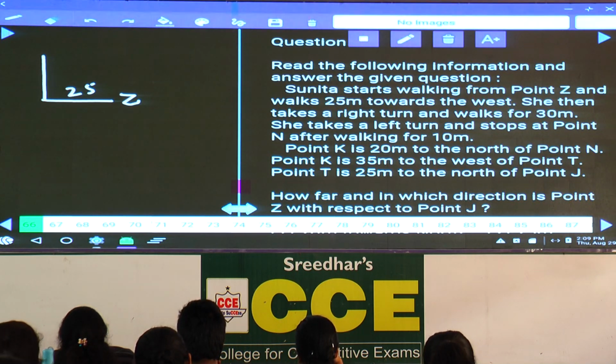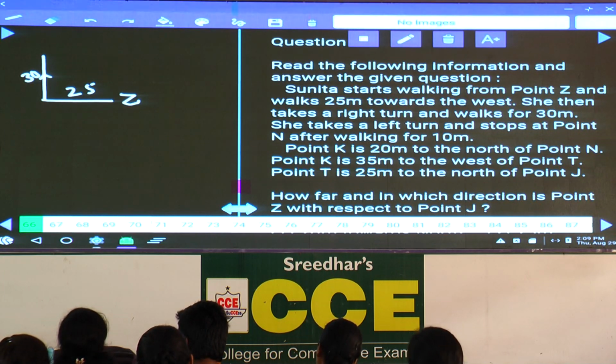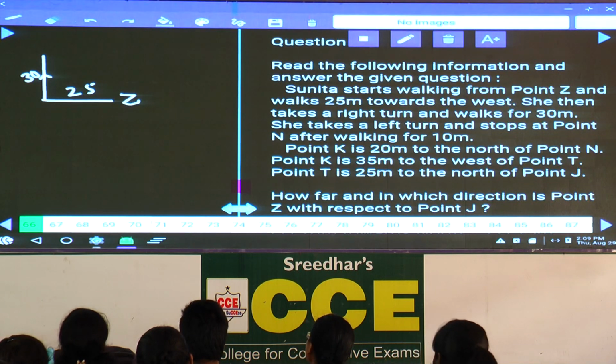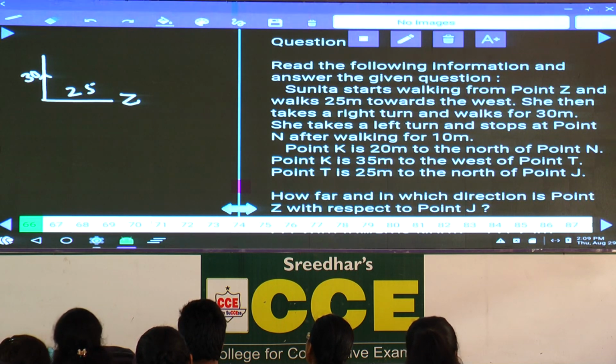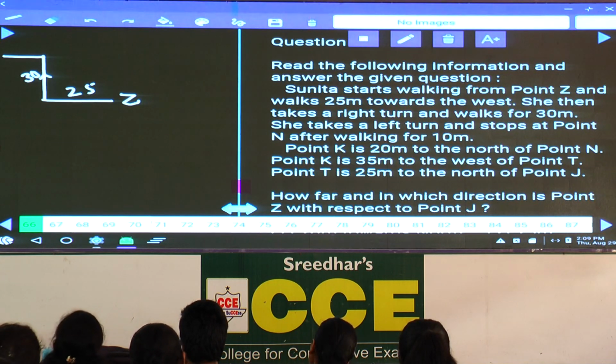From here, she takes a right turn and walks for 30 meters. First, Sunita started walking from point Z and walks for 25 meters towards west, and she then takes a right turn and walks for 30 meters. She takes a left turn and stops at point N after walking 10 meters. Now from here, left hand side, she traveled for 10 meters and stops at point N.